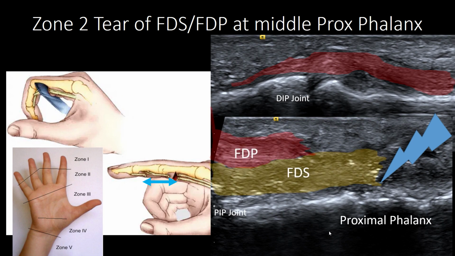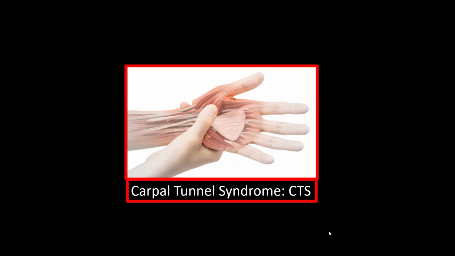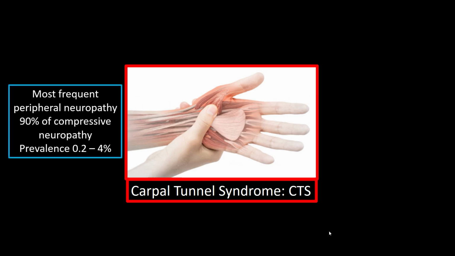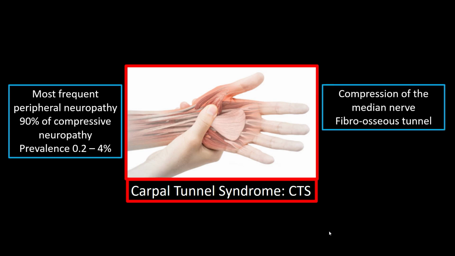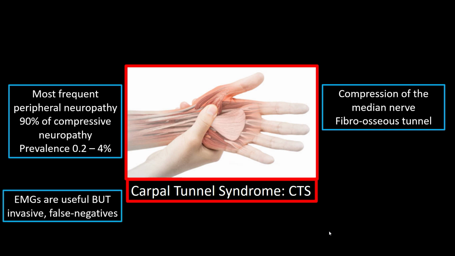And now there's a tear of both the FDP and the FDS tendons. All right, on our last discussion of soft tissue, we're going to dive a little deeper into the carpal tunnel, which is a very common pathology of the wrist. It makes up 90% of all compressive neuropathies in the body, and it's caused by that compression of the median nerve in this fibroosseous tunnel.